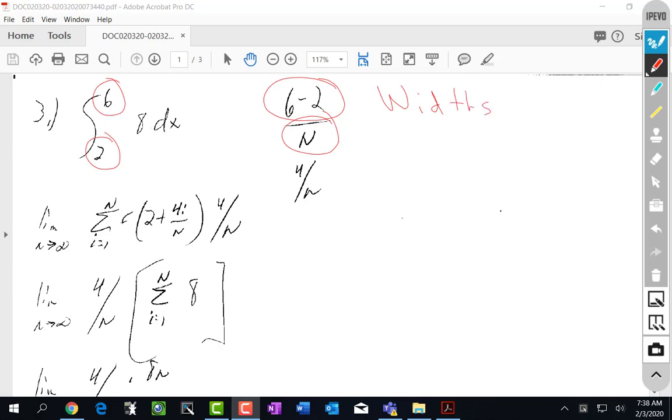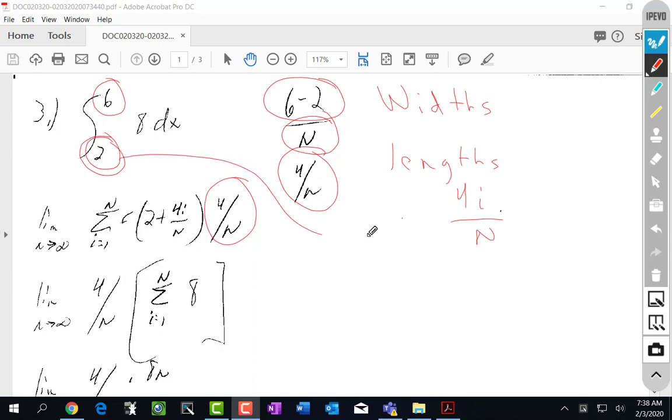And so when we take 6 minus 2 divided by n, you get 4 over n. And so that part of our equation is right here, which is 4 over n. Now to find your lengths, you take this expression right here and put an i with it, so you have 4i all over n. And then we take this number right here and add it to it. So it's 2 plus 4i over n. So all of our lengths is going to be f of 2 plus 4i all over n.